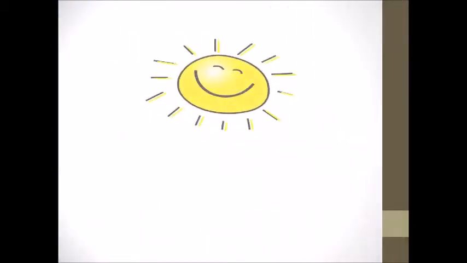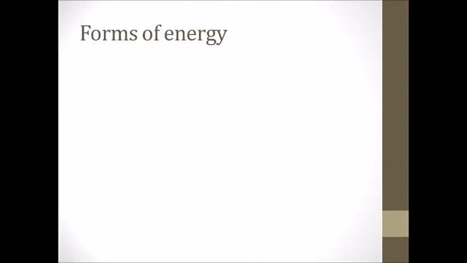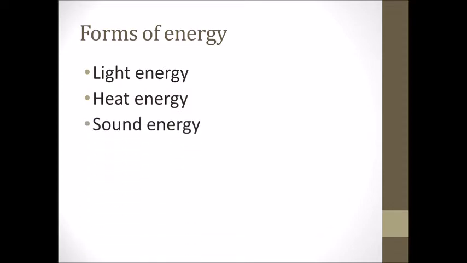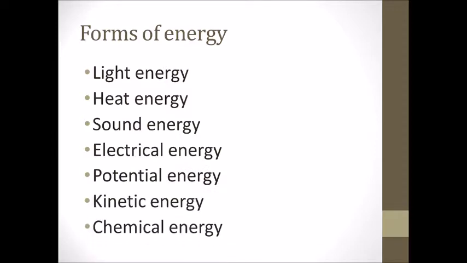The main source of energy on Earth is the sun. The sun gives us light and heat energy. But these are not the only forms of energy. Besides light and heat, we have sound energy, electrical energy, potential energy, kinetic energy, and chemical energy.